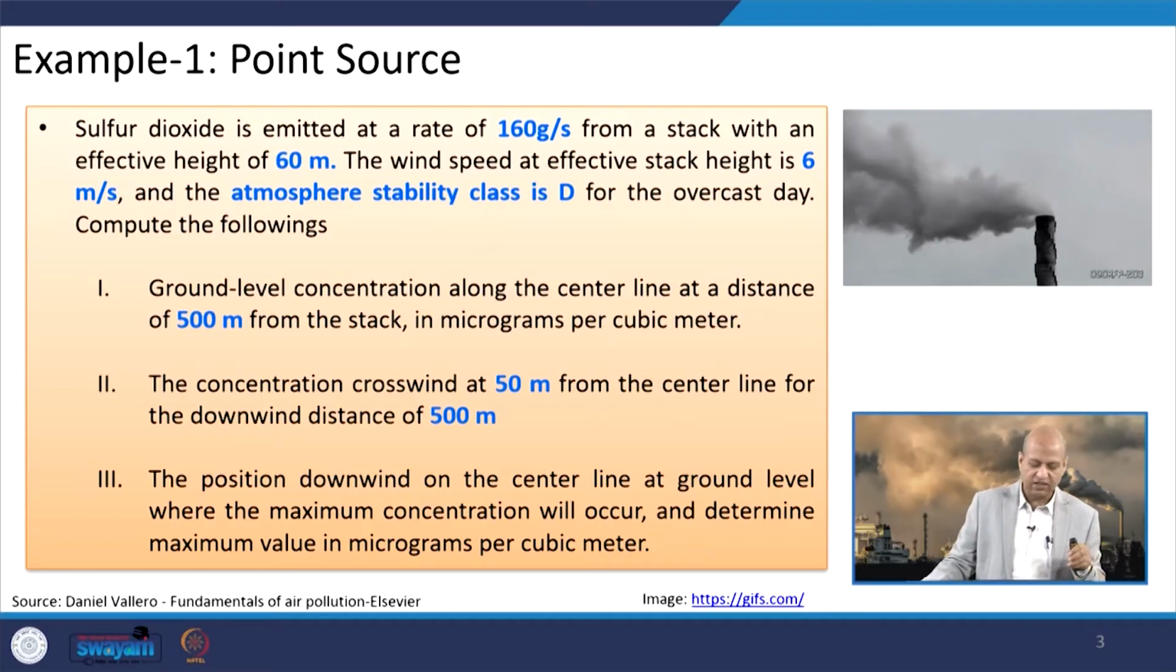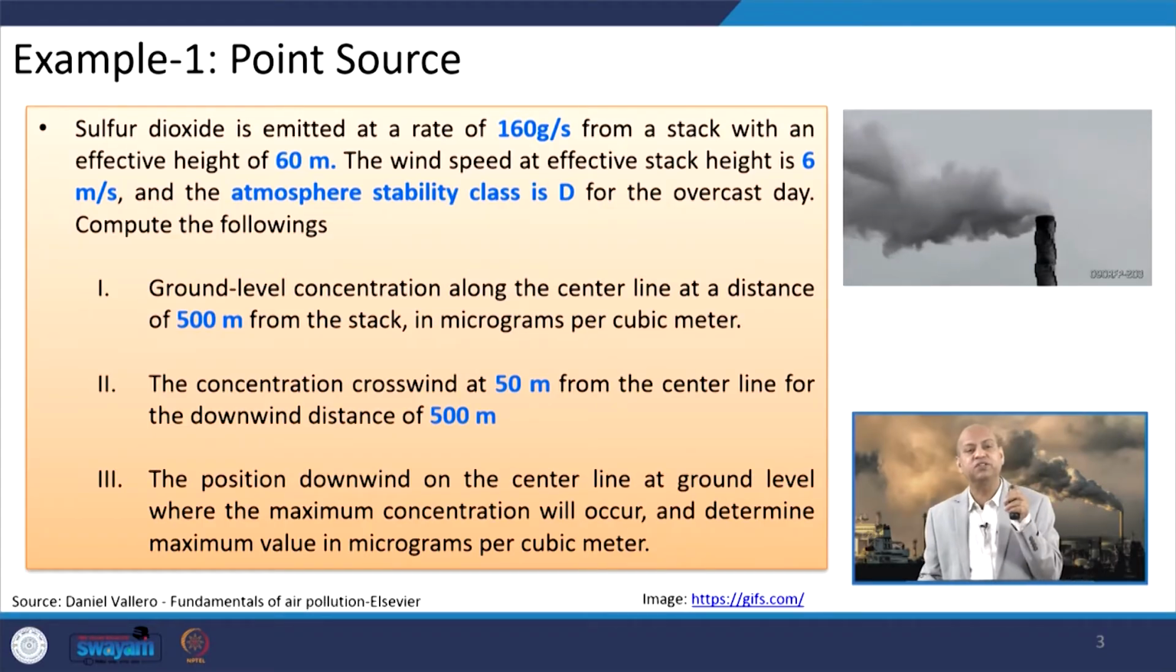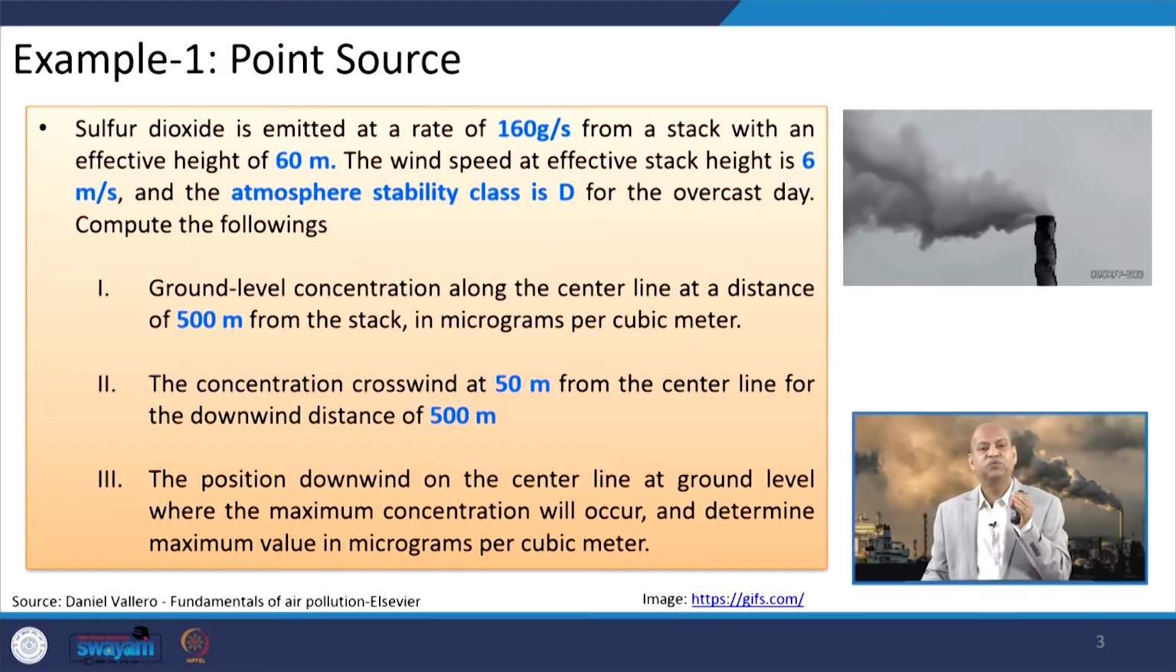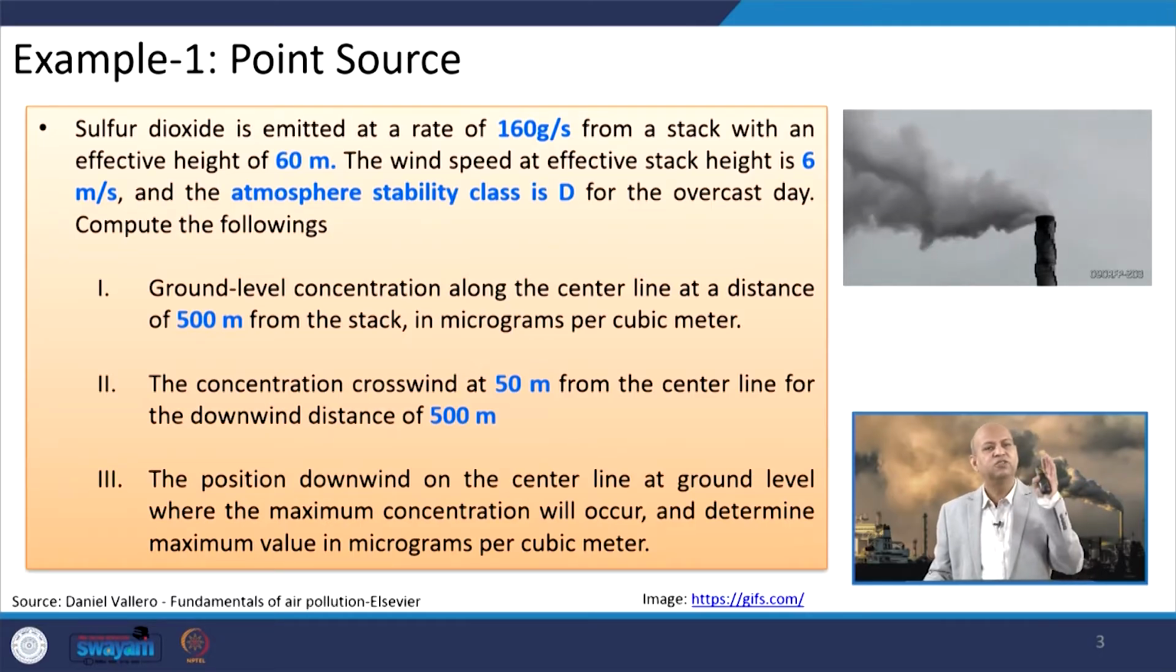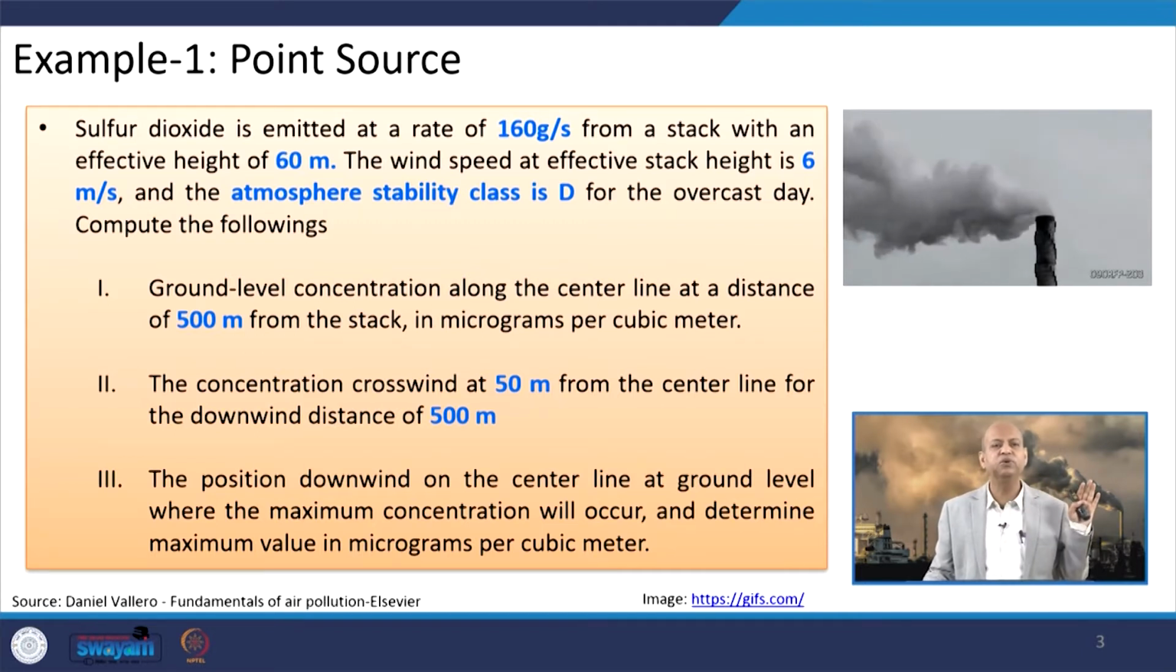Second is the concentration crosswind at 50 meter from the center line, for the downwind distance which is the same, 500 meter. So, y is given here. That will be x, y, 0 because it is ground level concentration, but away from the center line by 50 meter distance. So, y is given, right. So, that means (500, 50, 0) are the coordinates for which we have to compute the concentration of air pollutant.